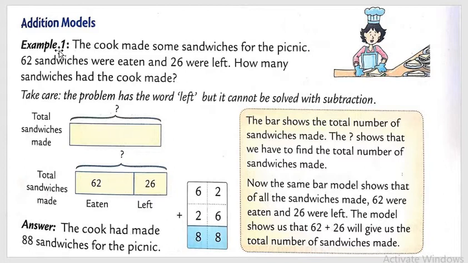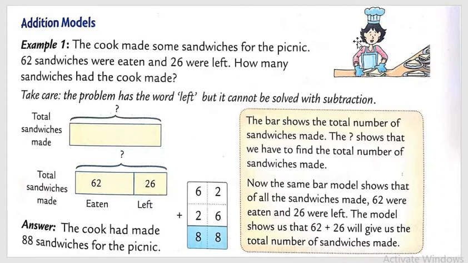Got my point, all students? I hope you remember all these examples and topics. Addition model, example number 1. What is example number 1? The cook made some sandwiches for the picnic. Okay, she is a cook. The cook made some sandwiches for the picnic, and 62 sandwiches were eaten.